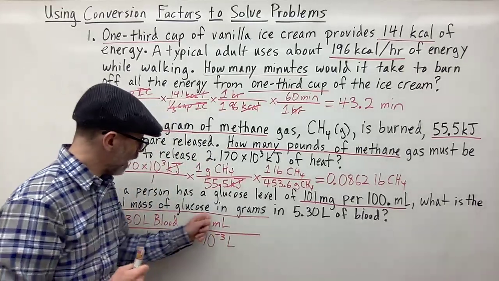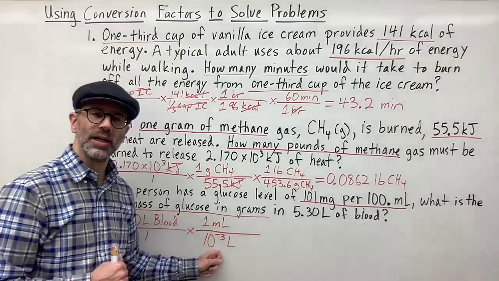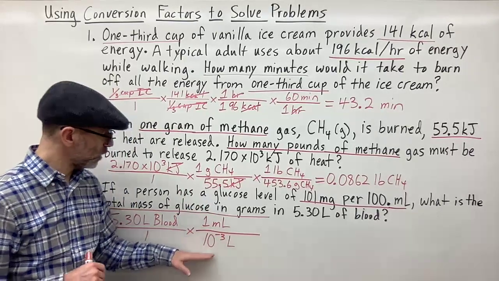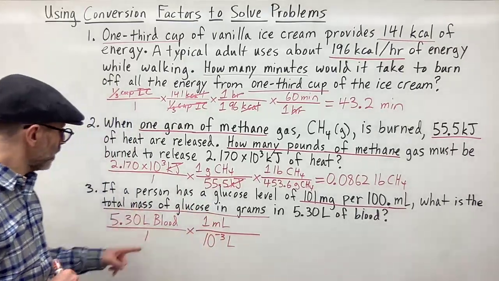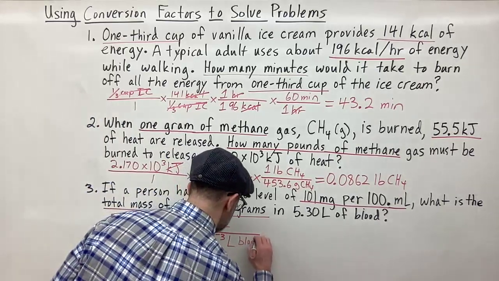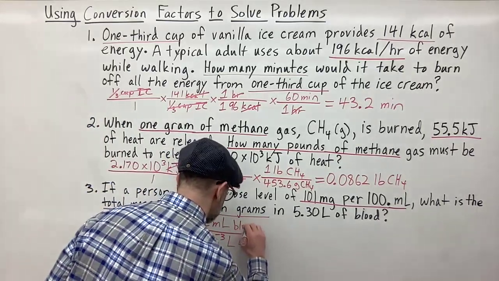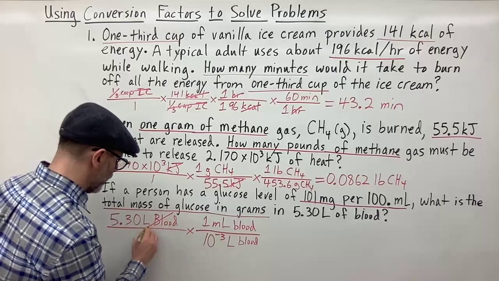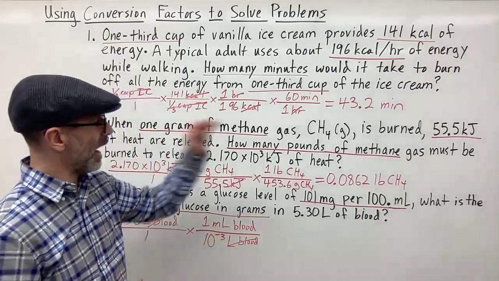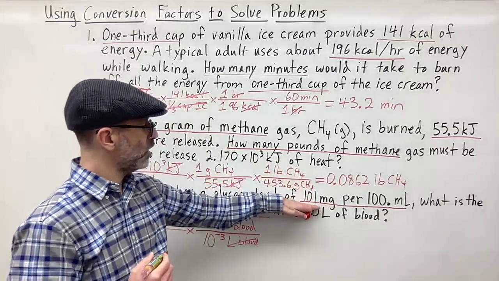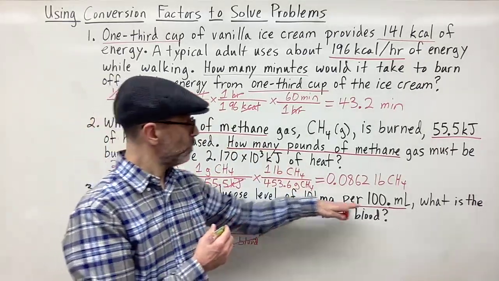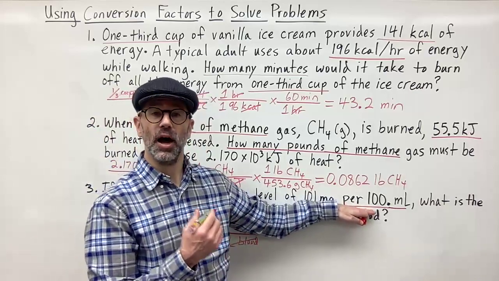Now you could have 1,000 milliliters over 1 liter. That's fine too. It's the same ratio. It means the same thing. Now here we have blood. Okay, so liters of blood are going to cancel out. Now we have milliliters of blood. Now we can use this relationship of 101 milligrams of glucose per 100 milliliters of blood.